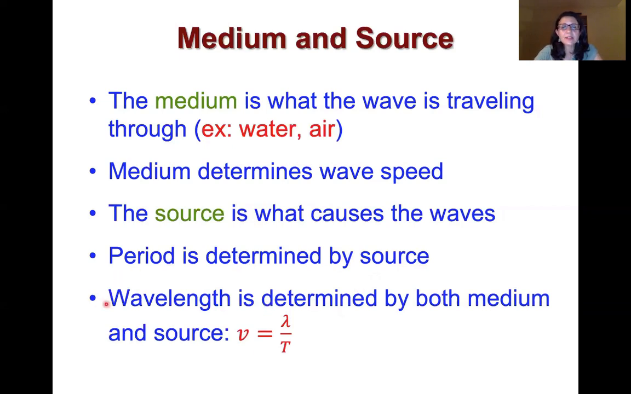Also, another property is the wavelength, and what we'll see shortly is it depends on both the medium and the source, because the speed of the wave is determined as the wavelength over the period. So the speed is a medium-dependent quantity, the period is a source-dependent quantity, so wavelength depends on both.